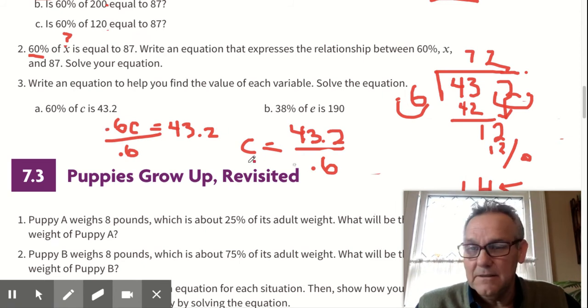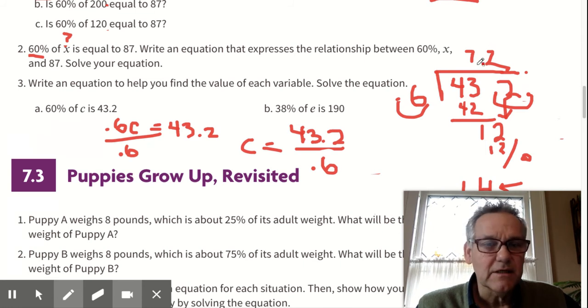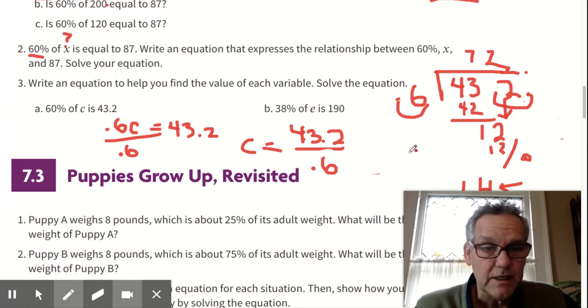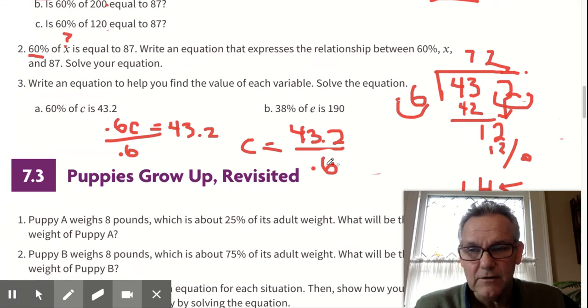Because 60% of, oh, wait, I'm sorry, 60% of C. So C is equal to 72. So that's right. So that works. And then you would put it back into the equation and see if it works. And we can do that checking with a calculator. We'll do more of that a little bit later.